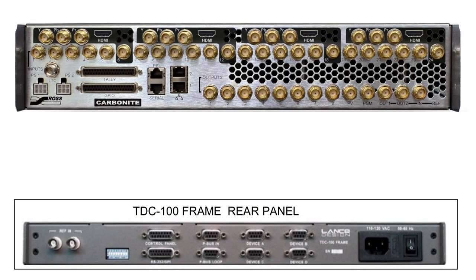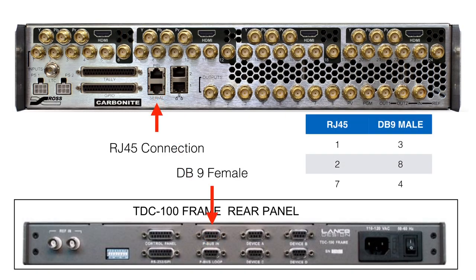So, first thing we need to do is configure the switcher to talk to the Lance. You're going to plug the switcher into the Lance via the serial port, which is an RJ45 on the back of the Carbonite switcher. However, on the Lance it is a DB9, so you'll have to follow the pinout that is in the cut sheet that explains how that's done.